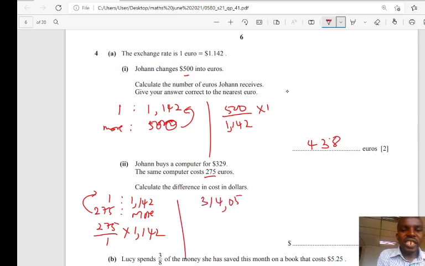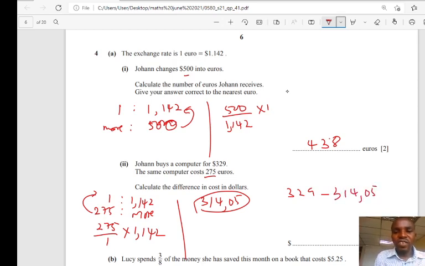You get 314.05. Then you subtract this one from 329. You say 329 minus 314.05. You get 14.95 dollars. Then you can say you are done.